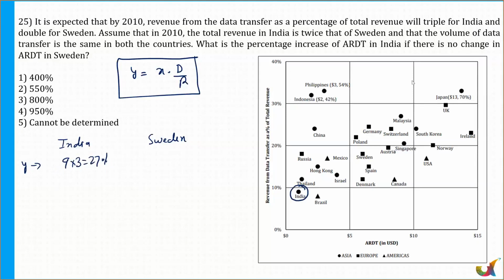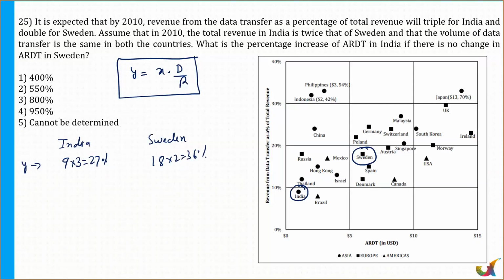And for Sweden, it is almost getting double. So let me see what is the value for Sweden. Where is Sweden in the graph? A lot of data are given. Here Sweden is. So Sweden is approximately equal to how much? 18%. So that is 18 into 2, which is equal to 36%. So these are the new values in the year 2010, values of y in India and Sweden.